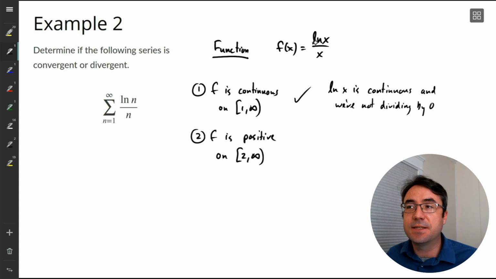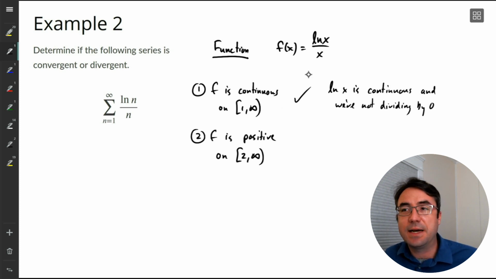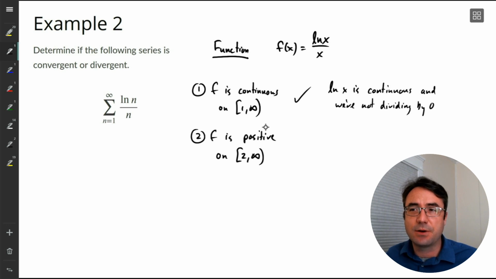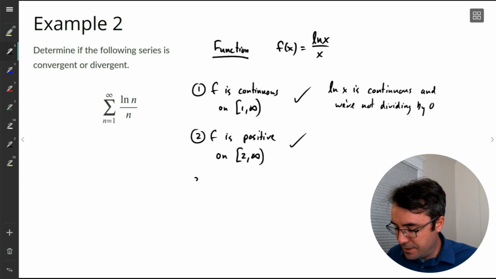So natural log x is a positive function for positive x values, and so we have a positive number divided by a positive number. The result is positive. The only time we run into a little bit of trouble there is when x is 1, because then our function value is 0. But that's okay. Just go a little bit further out, and then we don't run into that trouble anymore. All right, so that's satisfied. We also need to check, is f decreasing?